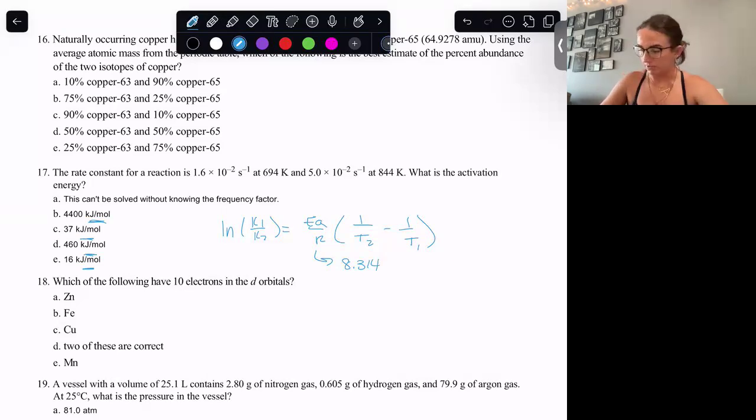We do want to use that one for this problem. Yep. Any other questions?